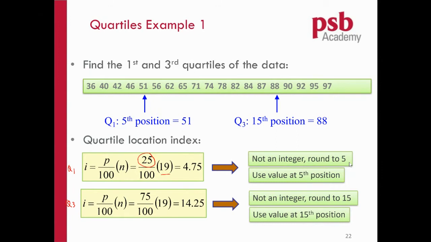Same way, you get 75 here, you get 14.25 here, so you round to the next integer, which is 15. Okay, so the 15th position is here, so the number is 88. So 88 is the third quartile.